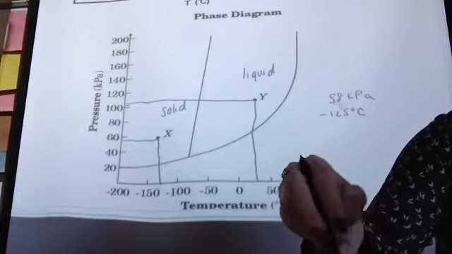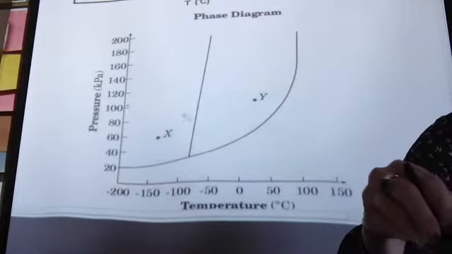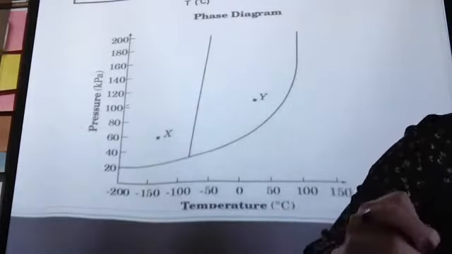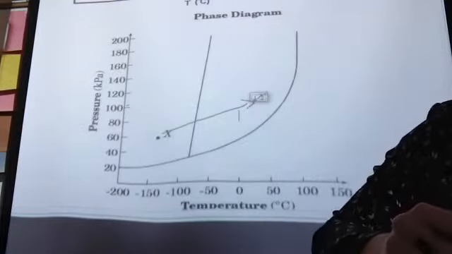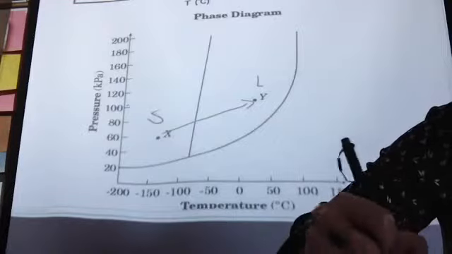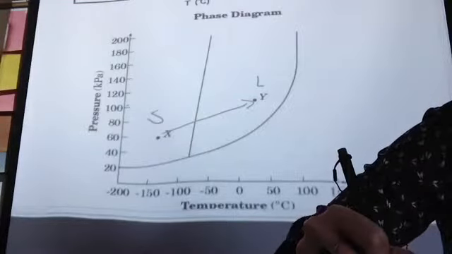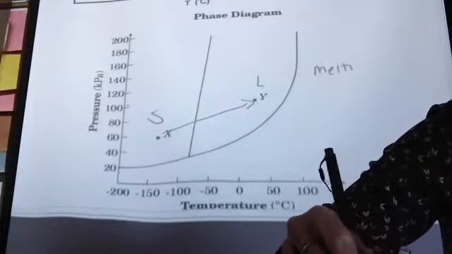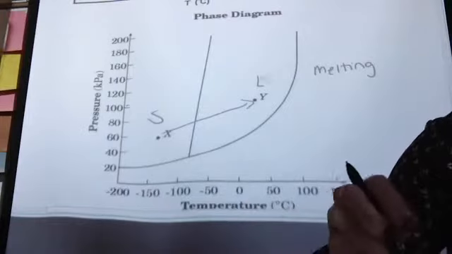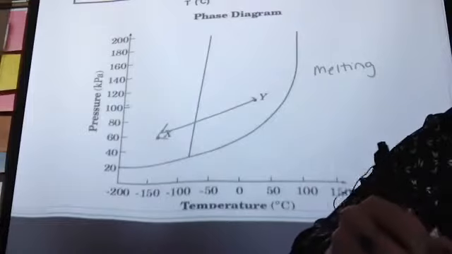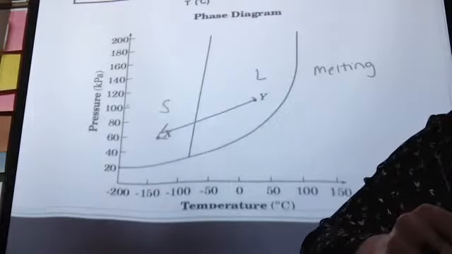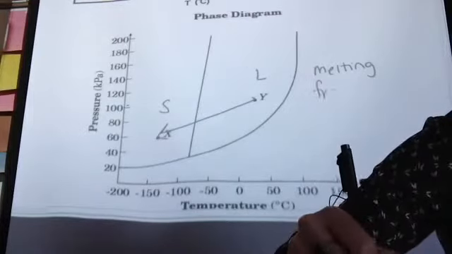Now, let's say, for instance, that the question asks you what phase change happens when you move from X to Y. Well, X is a solid and Y is a liquid, and when we move from a solid to a liquid, we are melting. What about the reverse? If I'm moving from Y to X, that's a liquid into a solid, that would be freezing.